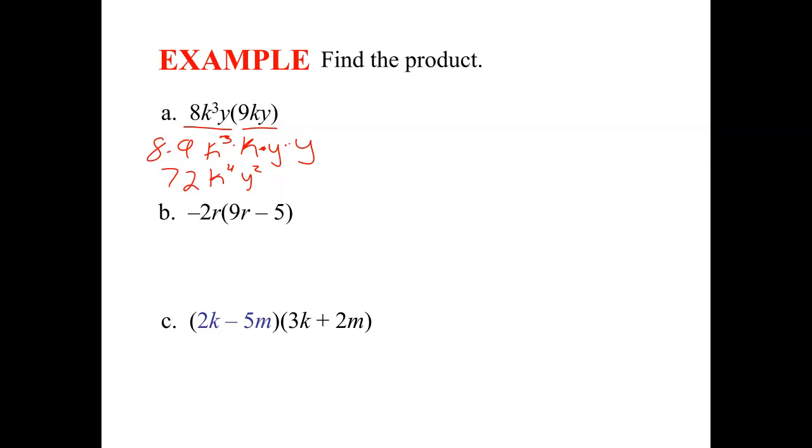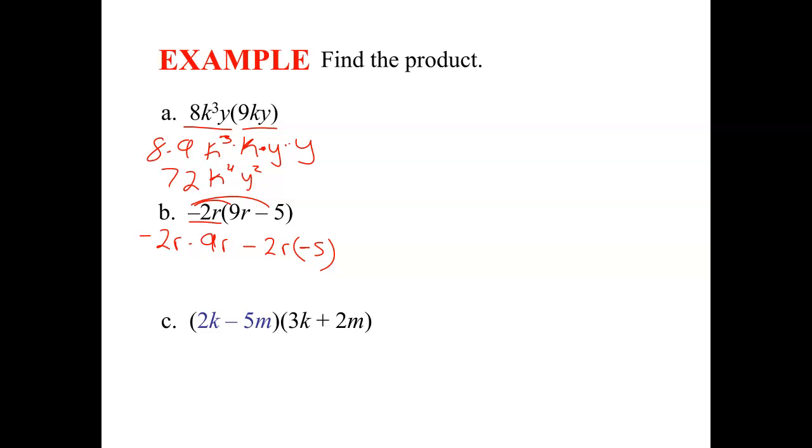Now we're adding in binomials and trinomials. We're adding in multiplication with our polynomials beyond the first term. It's just a lot of distributive property, and then some combining like terms depending on how big our polynomials are. So I've got negative 2r times 9r, and I've got negative 2r times negative 5. So I'm doing both of those operations. So negative 2r times 9r and negative 2r times negative 5. Okay? Multiply both of those sets.